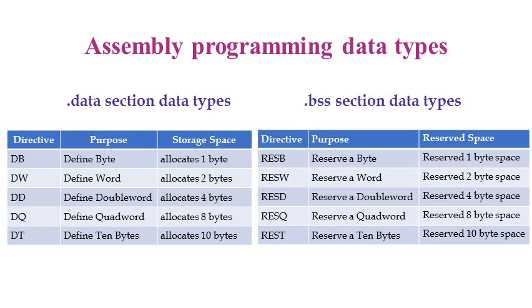Then BSS section data types, that is first RESB, it reserves 1 byte of space. Then RESW, reserve word, it reserves 2 bytes of space. Then RESD, reserve double word, it reserves 4 bytes of space. Then RESQ, reserve quad word, it reserves 8 bytes of space. And REST, it reserves 10 bytes of space.